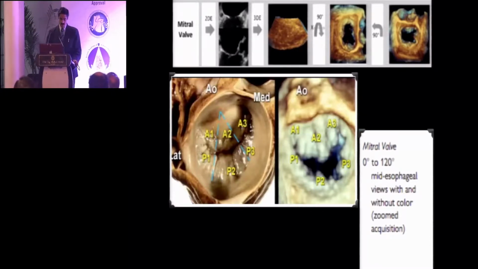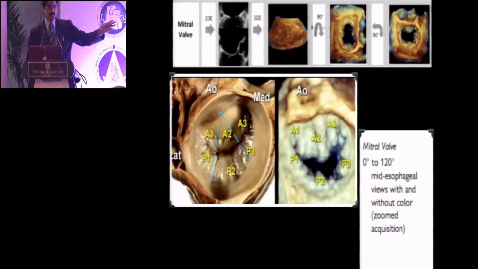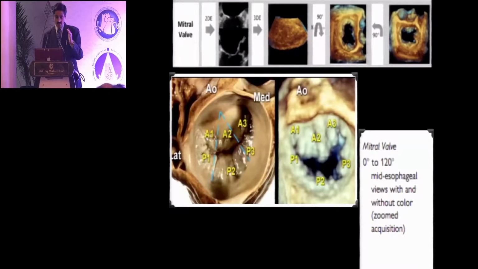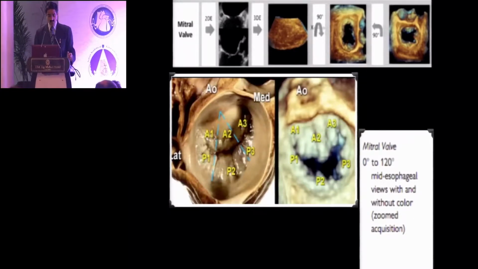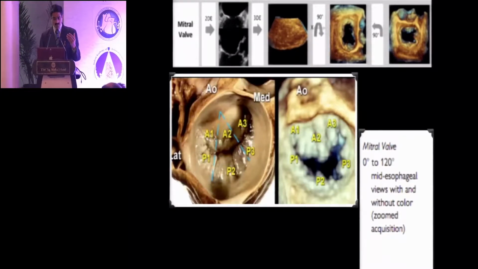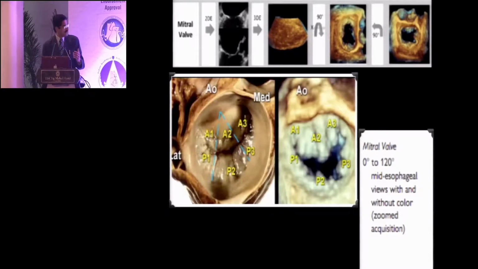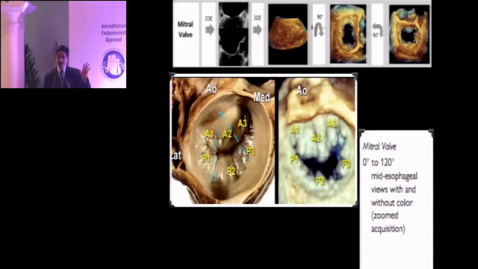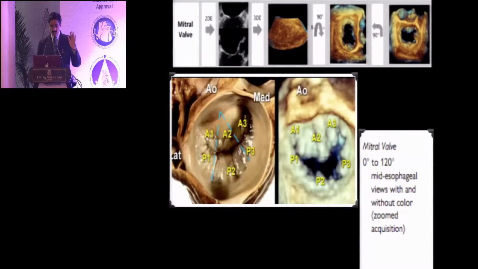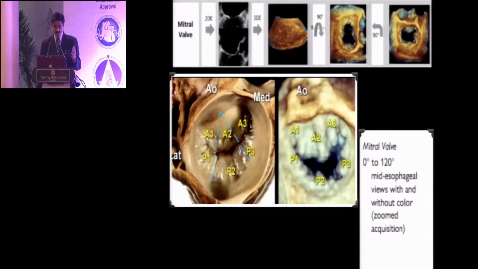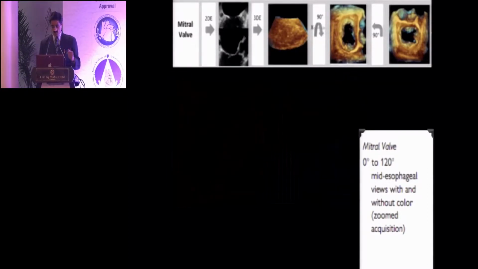So on the left side, you can see the mitral valve has been segmentized according to the scallops. The posterior mitral leaflet has three scallops, P1, P2, P3, and reciprocal to that on the anterior mitral leaflet it is A1, A2, A3, from left to right, anterolateral to posteromedial. So from left to right, that is A1, A2, A3 on the anterior mitral leaflet, and P1, P2, P3 on the posterior mitral leaflet.